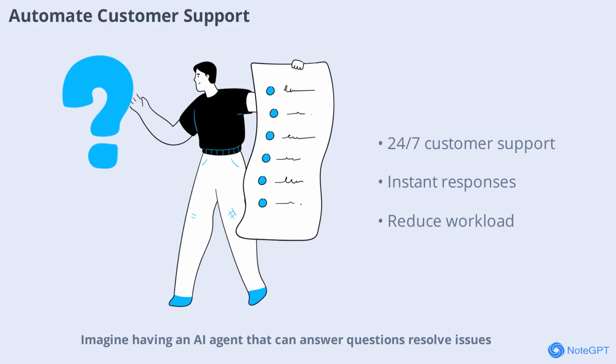One of the most popular uses for AgentKit is automating customer support. Imagine having an AI agent that can answer questions, resolve issues, and provide instant help to your customers 24/7. This not only improves customer satisfaction but also frees up your team to focus on more complex tasks. With AgentKit, setting up a smart support agent is easier than ever.